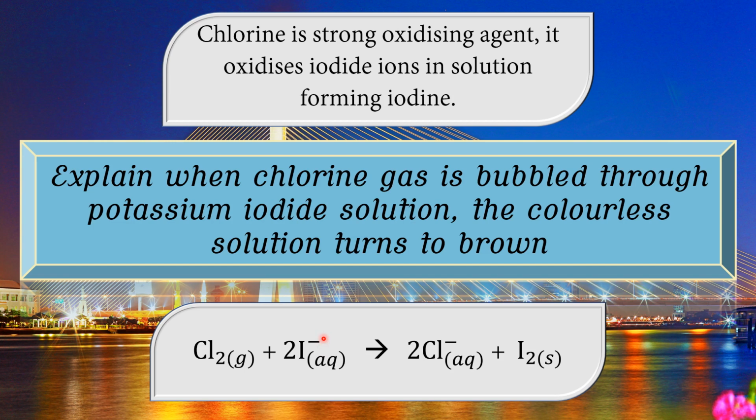And when they are oxidized, they are going to lose an electron, from -1 to 0. So it has been oxidized. The oxidation state has increased because it has lost an electron to chlorine. Chlorine has been reduced and iodine has been oxidized.